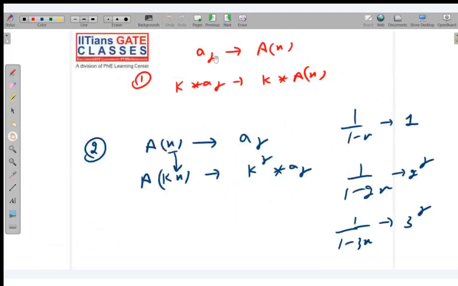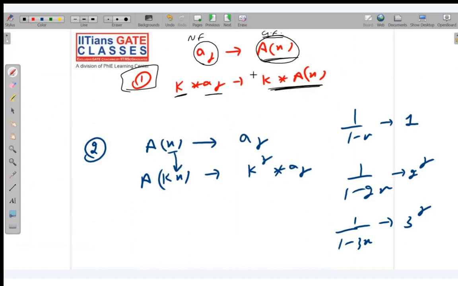So now we will study the property. When ar is the numeric function, ax is the generating function. This is the numeric function, and this is the generating function. So when the numeric function is multiplied by k, that was the first property which we have studied, the generating function is also multiplied by k only. That means k into ax.